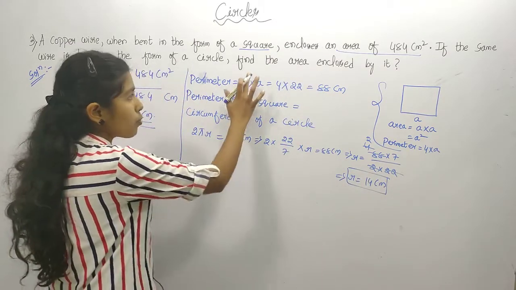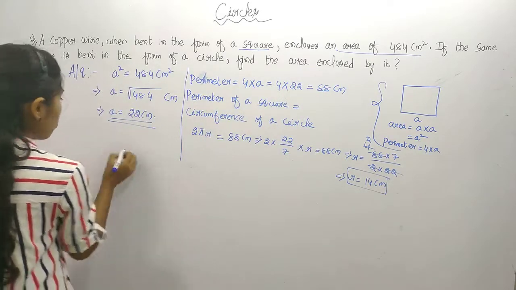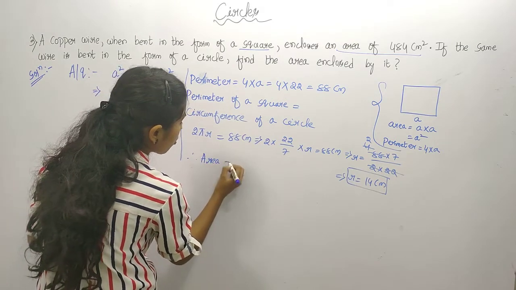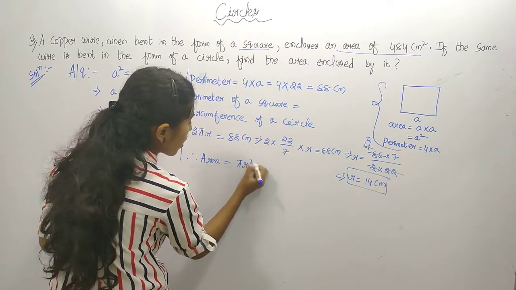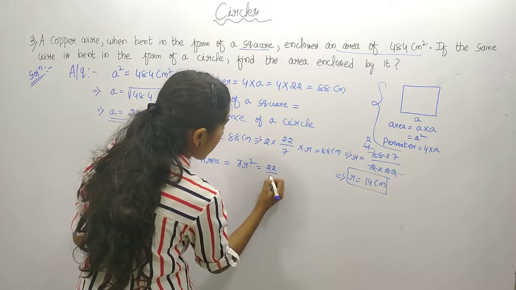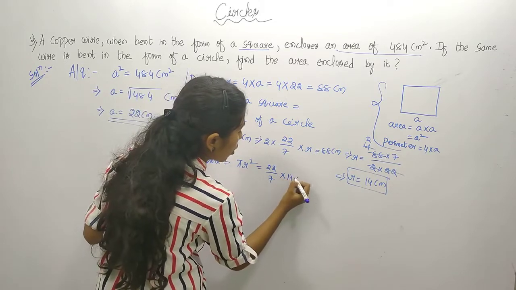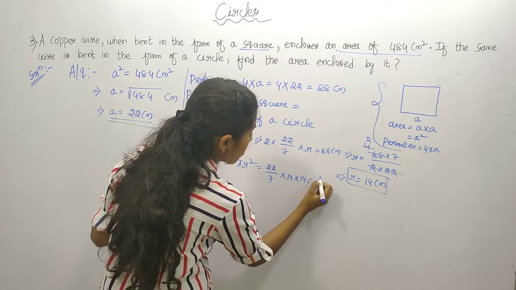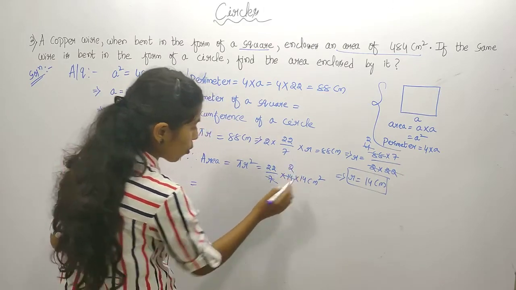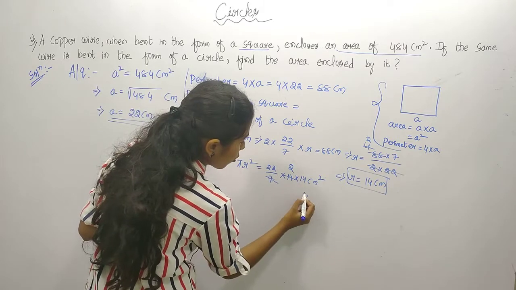But what do you have to find? You have to find the area of this circle. So therefore area equals pi r square. Area of this circle, pi is 22 divided by 7 into r square. r is 14, so 14 into 14 cm square. So equals how much? 7 into 2 is 14. 22 into 2 is 44. 44 into 14.